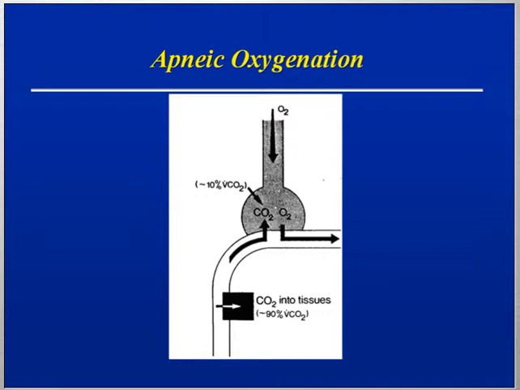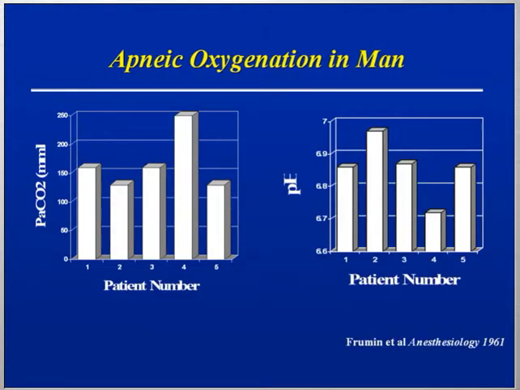So one using this is able to maintain PO2 very high, but CO2 rises. So let me show you some data in humans. I can show you some animal data, but I'm not going to. This is taken from a paper published in 1961 by Fruman and colleagues in Anesthesiology. They took patients who were going to the operating room for routine procedures and applied this technique of apneic oxygenation.